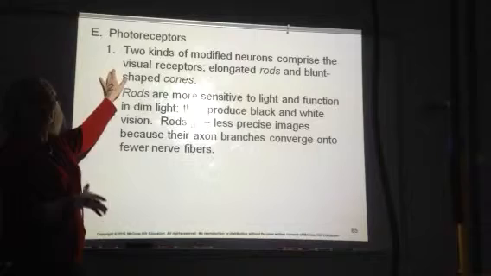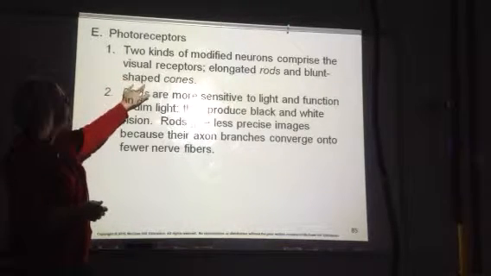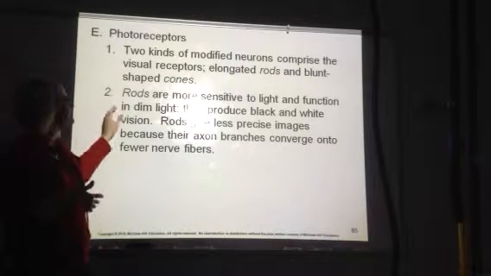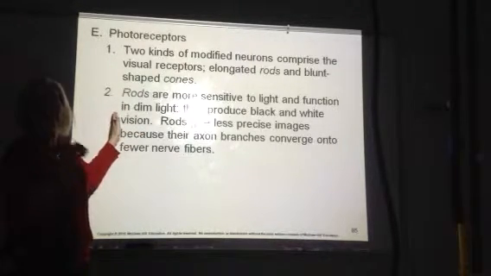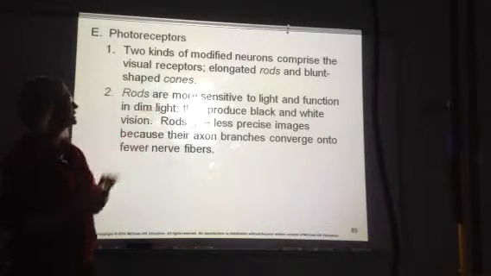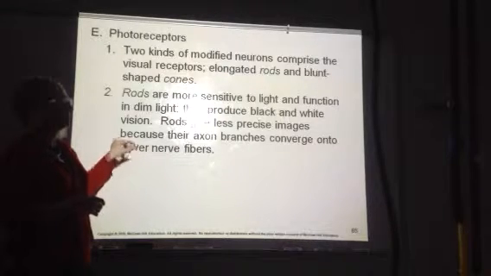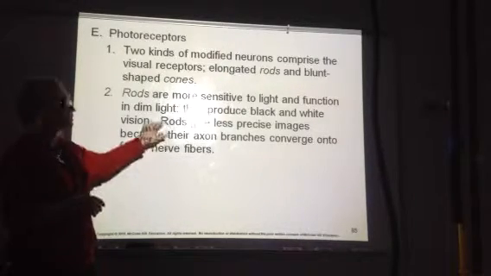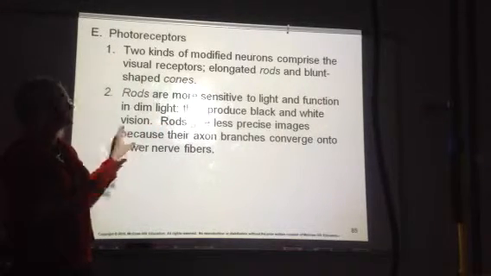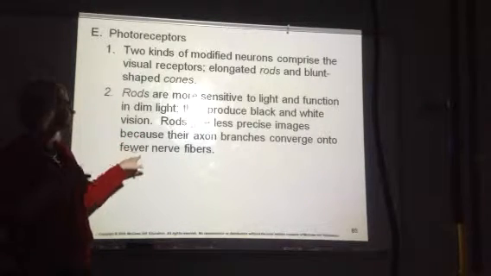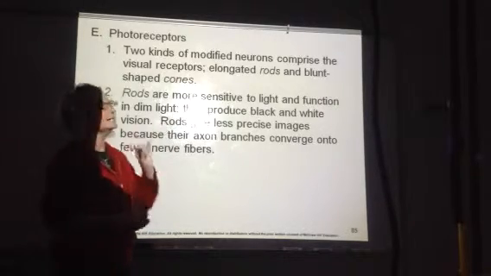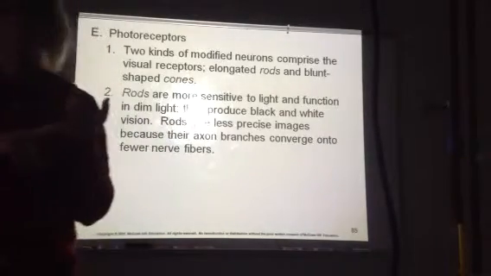Two kinds of neurons that are in your retina, they are rods and cones. Rods are sensitive to light. They're going to pick up light and darkness. They only produce black and white images. Rods give less precise images because their axons are going to converge into fewer nerve fibers. They don't have as many. So rods have a less precise image, black and white only.